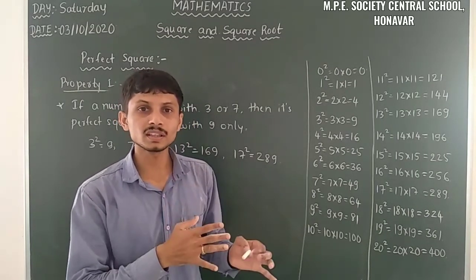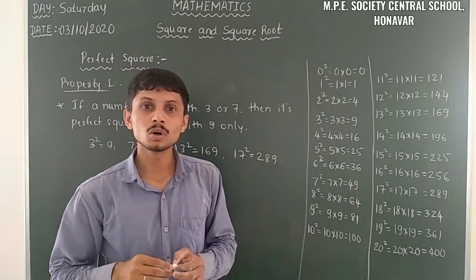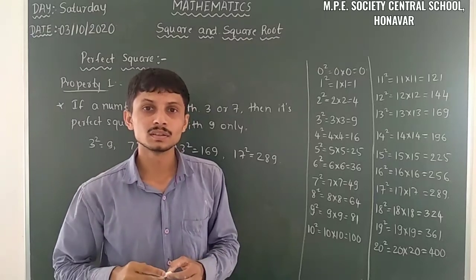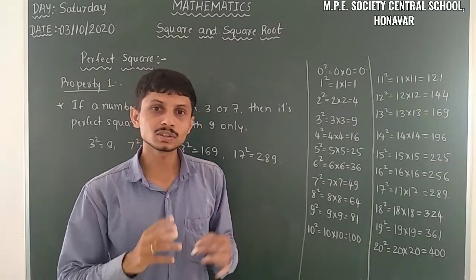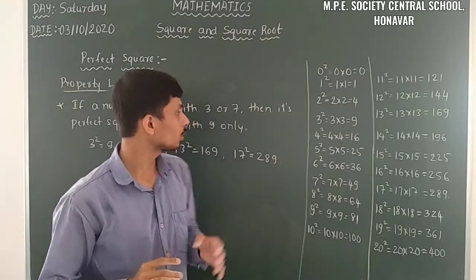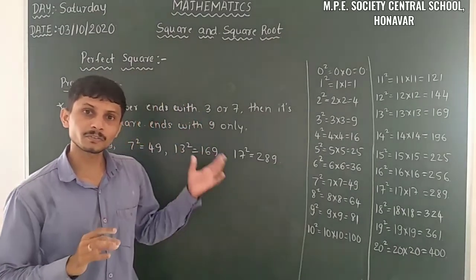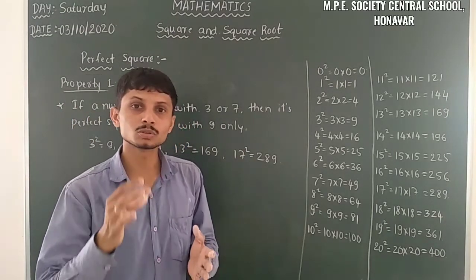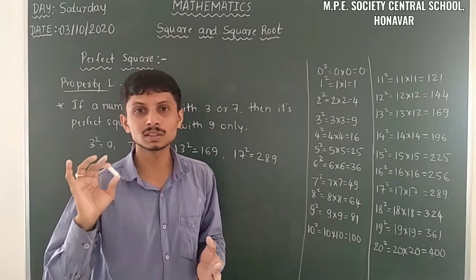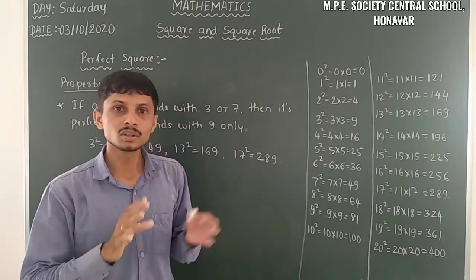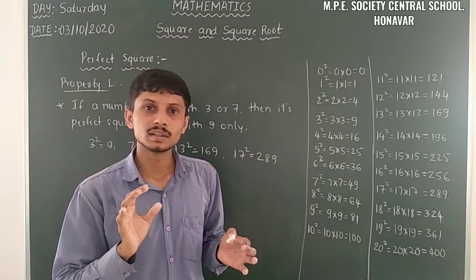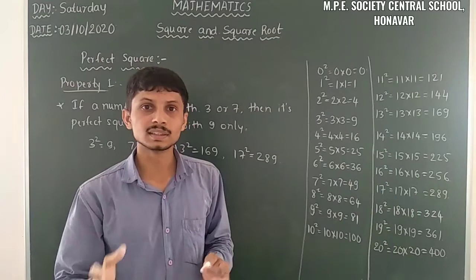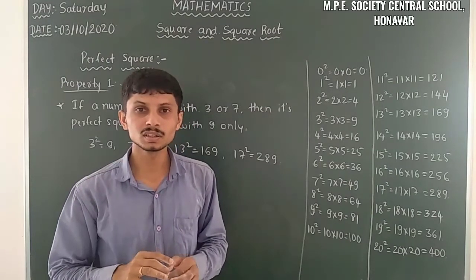When the number ends with 2 or 8, then the perfect square ends with 4 only. When the number ends with 3 or 7, then the perfect square ends with 9 only. When the number ends with 5, then its perfect square ends with 5 only. Another one is 6: when the number ends with 4 or 6, then its perfect square ends with 6 only.